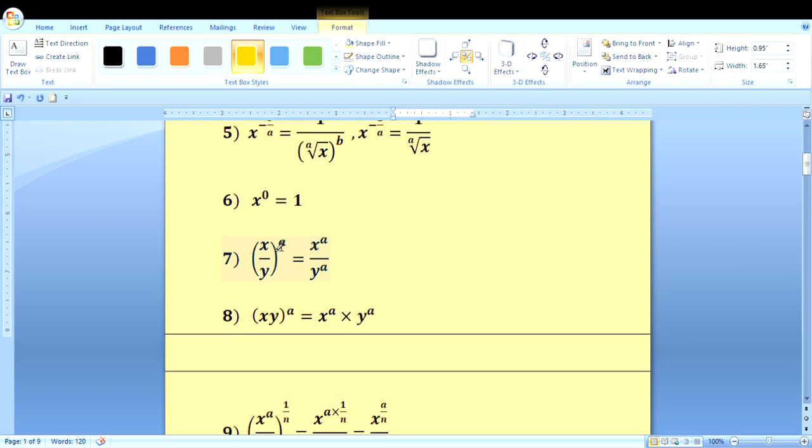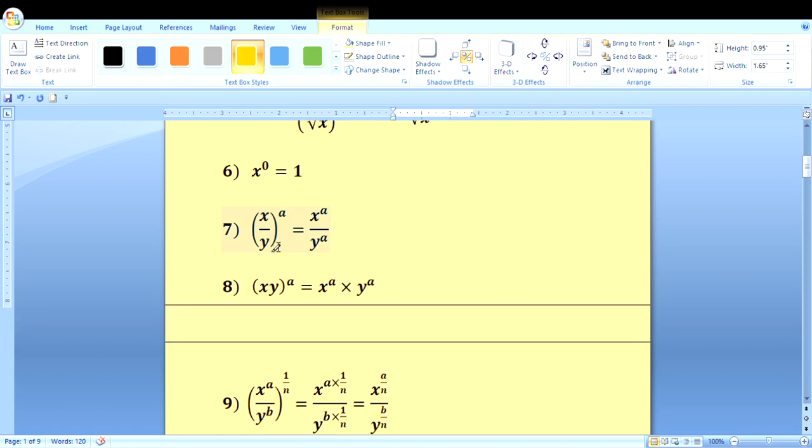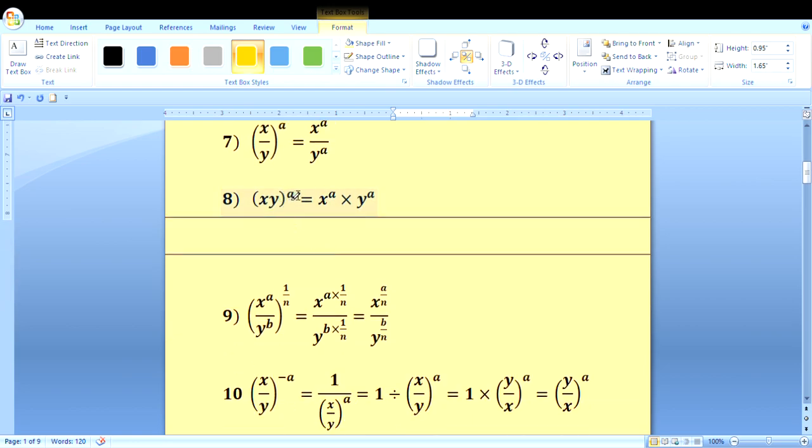Okay, number 7, if we have x over y raised to the power of a, it simply means that each individual base, which is the x and the y inside, we raise to the power of the exponent that is outside. Similarly, y raised to the power a. So this is x raised to the power a divided by y raised to the power a. Then number 8, we have x times y raised to the power a, which can also be expressed as x raised to the power a times y raised to the power a.